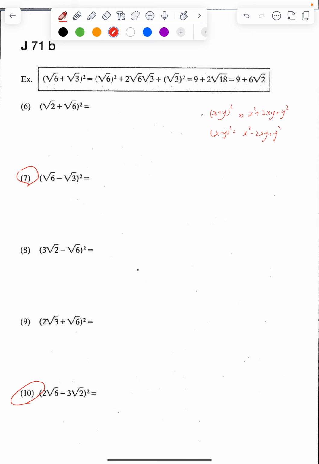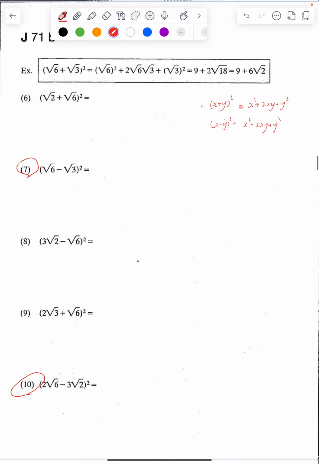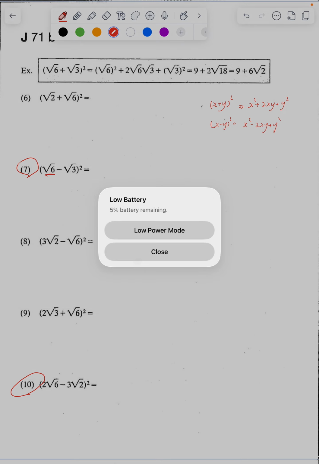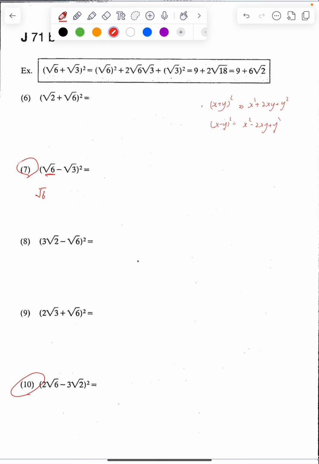So for question number 7 over here, you will know that it's going to be this guy to the power of 2. So root 6 to the power of 2 minus 2 times root 6 times root 3 and plus root 3 to the power of 2. Okay, so this will be 6 minus whatever that is, 2 root 18. Remember that we have to simplify that, and plus 3. So this will be 9 minus 2 root 18. And the 18 we already know is 2 and 9, right? So we take the 3 out. So this will be 9 minus 6 root 2. And that will be my answer for question number 7.